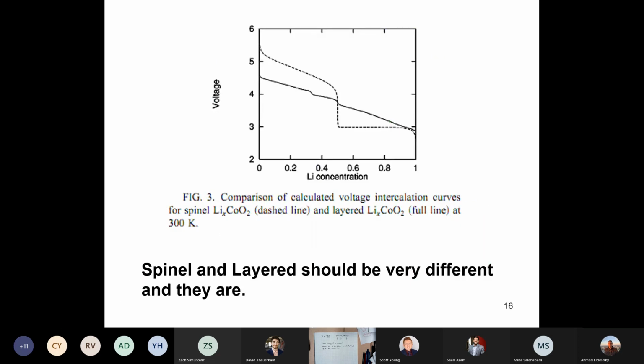So, any questions about this part before I go on to a little bit more about what these total energy calculations can be used for and some of their successes?